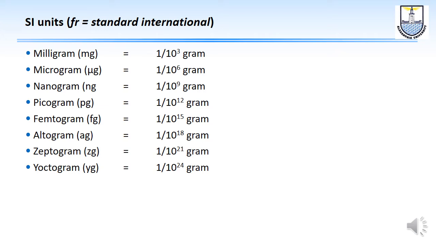Because this is something we may need to remember. If you divide the milligram by 1,000, you get a microgram, by 1,000 a nanogram, then a picogram, then a femtogram, then an attogram, a zeptogram, and a yoctogram, as you can see here. But in our hormonal assays, we usually go down to the nanogram and the picogram levels.